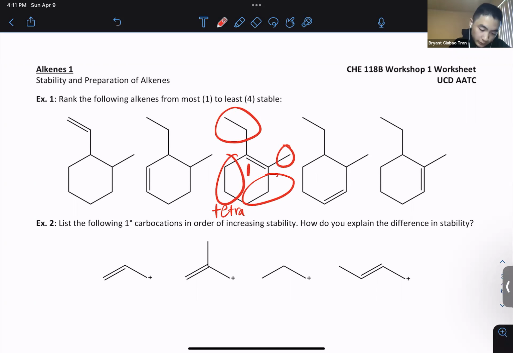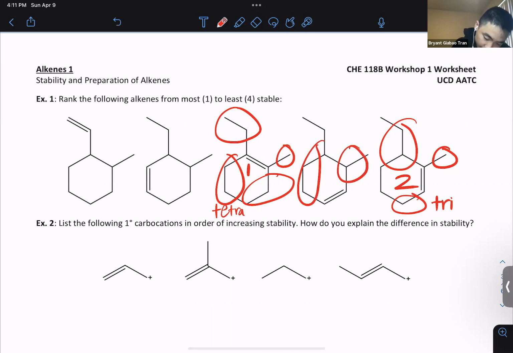Then we see that this alkene here is trisubstituted, since it has three R groups attached to that alkene. So this is our second most stable alkene, because this is a trisubstituted alkene. Then we see that these alkenes here are disubstituted because these alkenes have two R groups attached to it.